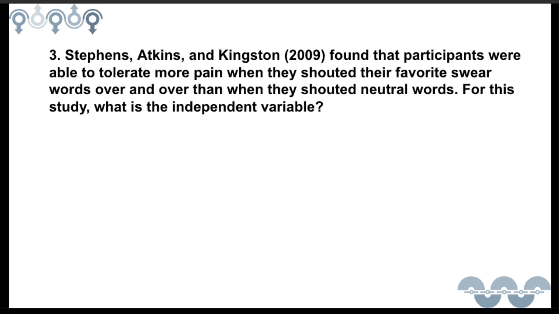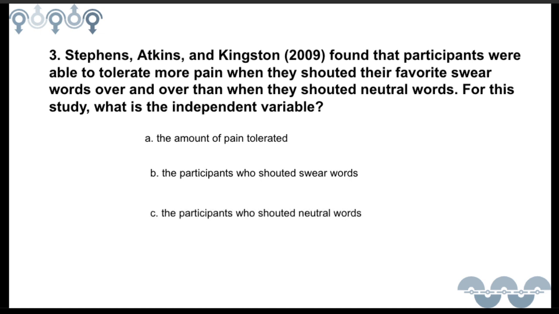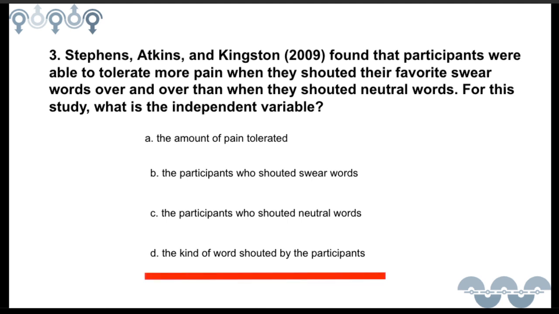And lastly, Stephens, Atkins, and Kingston found that participants were able to tolerate more pain when they shouted their favorite swear words over and over than when they shouted neutral words. For this study, what is the independent variable? The amount of pain tolerated, the participants who shouted swear words, the participants who shouted neutral words, or the kind of word shouted by the participants? Here, the correct answer is letter D, the kind of word shouted by the participants.